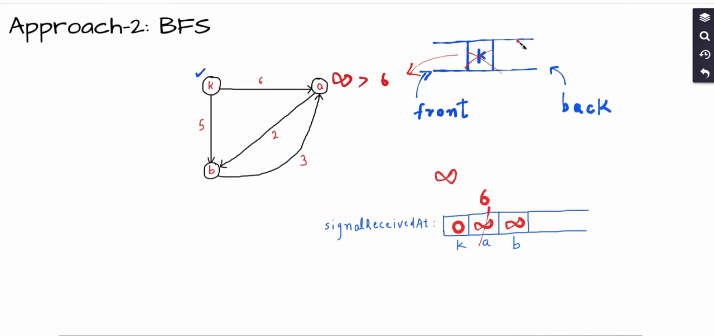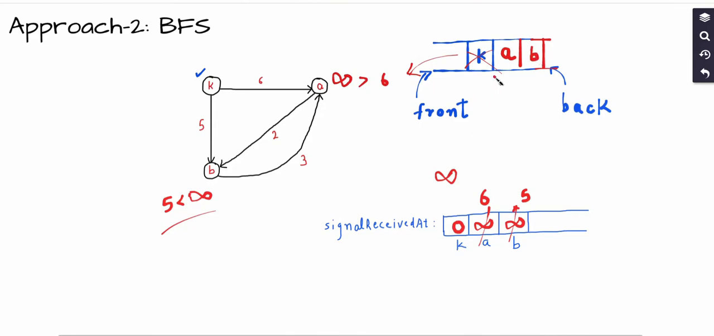So this is updated to 6. Then I will push this node into my queue. So now I have A in my queue. Then I will move to another adjacent node, that is node number B, and I will see the time which the signal took to move from K to B, and the time is 5 units. So I will update the timing for this particular node to 5, because initially it was infinity and 5 is less than infinity. And I will push this node into the queue. So it is pushed into the queue.